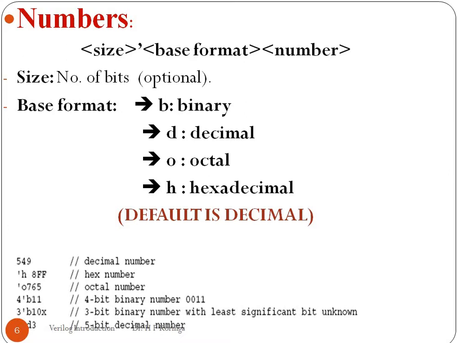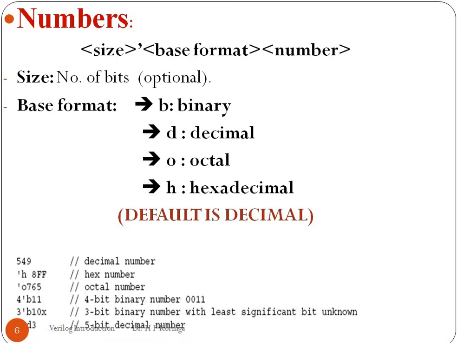Fourth, you see the size is given and the format is also given: 11. So the size given here is 4 bits and binary, but the number is only 11. So it adds 2 extra zeros before the 11, and it will make the 4-bit binary number 0011.